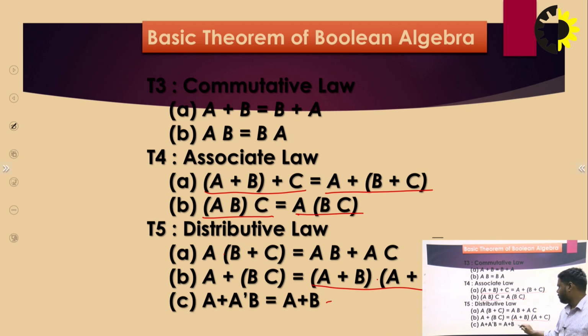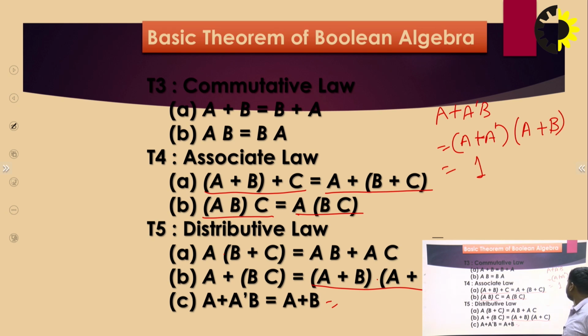If we break it down, what do we get? A plus A dash B is equal to A plus A dash, dot, A plus B. A plus A dash is 1, as we have learned from the properties. Then 1 dot A plus B, from the identity law, is A plus B. This is the output.